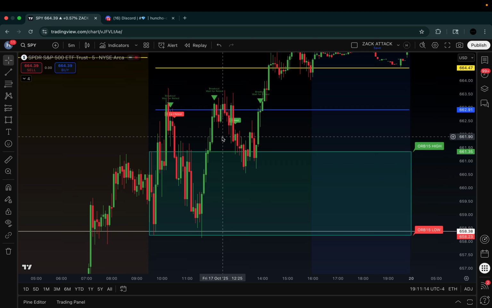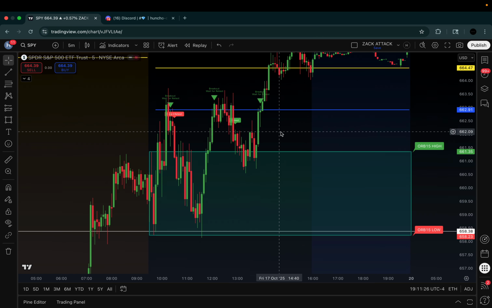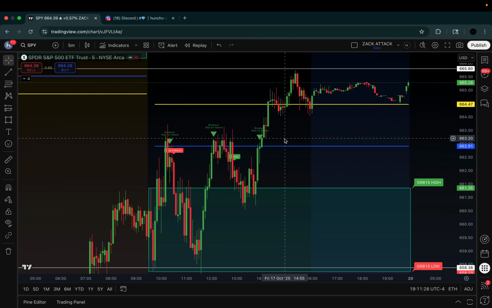Now, if you want an A+ setup, you've got to be really patient with this and allow for a break and retest to occur. Okay? So we have this retest, grab calls from this ORB high range, and then you can play the continuation of the upside.